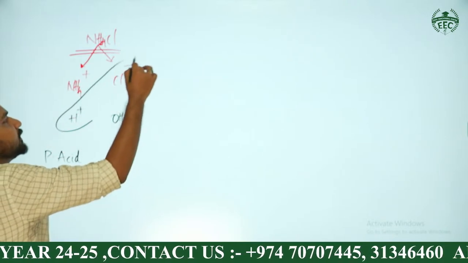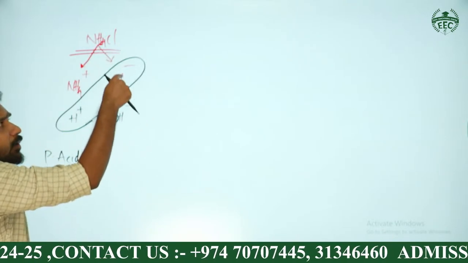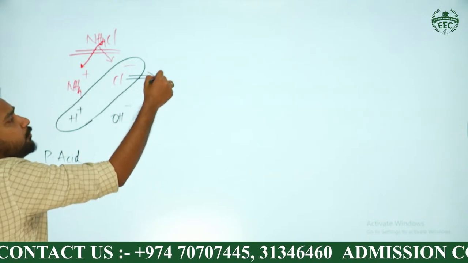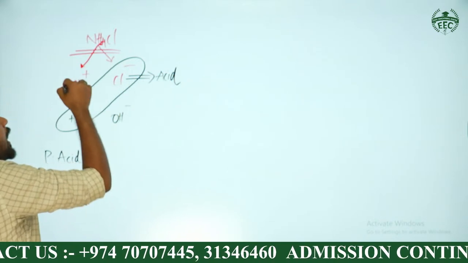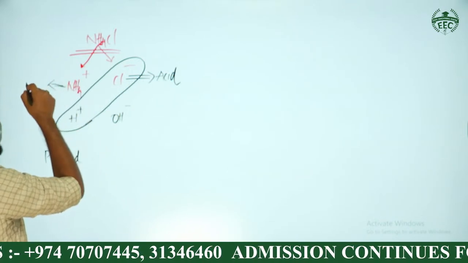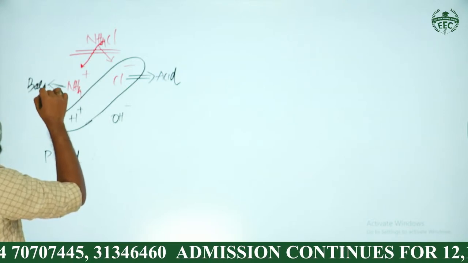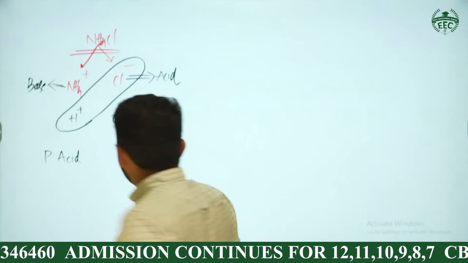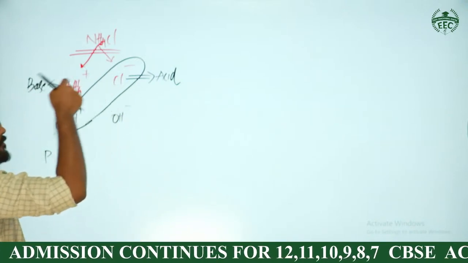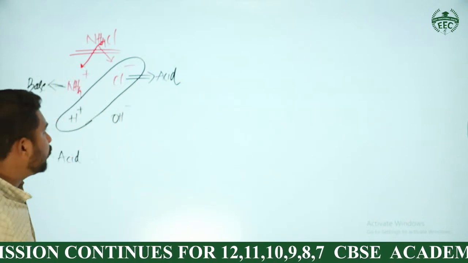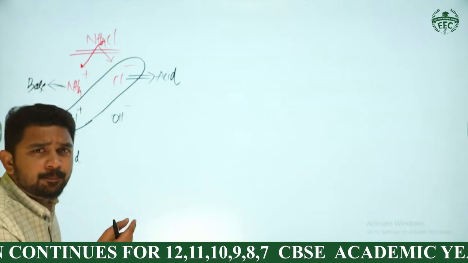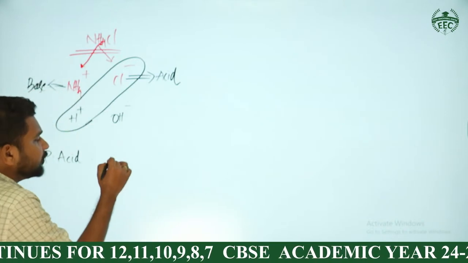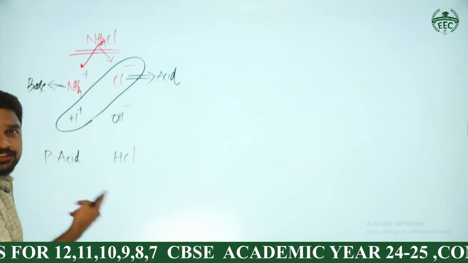Try H plus and Cl minus. The negative ion will form the parent acid, and the positive ion will always form the parent base. Okay, parent acid and parent base. And you know, guys, the negative ions will combine with the H plus of H2O. When H plus and Cl minus combine, they will form HCl. So you got the parent acid.